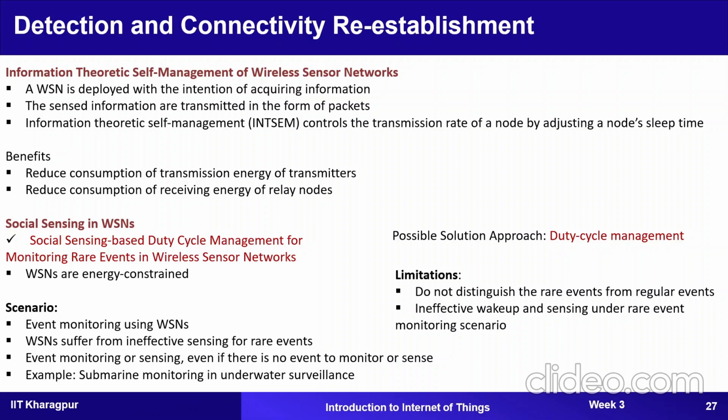Now the limitation. This social sensing in wireless sensor network is not going to distinguish between your rare events or your regular events. So it is not going to distinguish whether the event is rare or a regular event. It is ineffective wake up and sensing under a rare event monitoring scenario. Now this figure is showing the example of social sensing, which is utilizing duty cycle for these military sensor nodes to wake up after a regular interval of time.